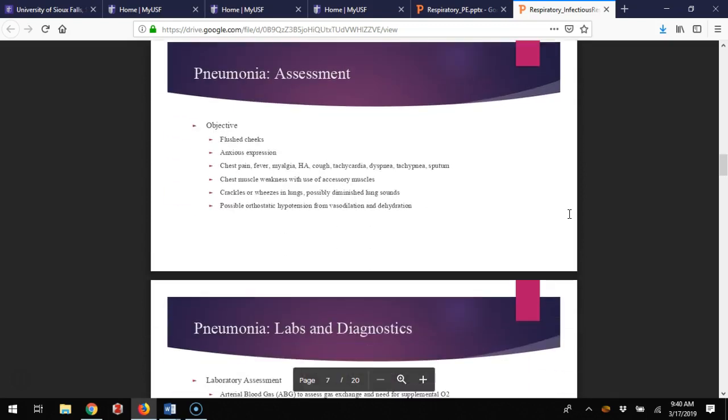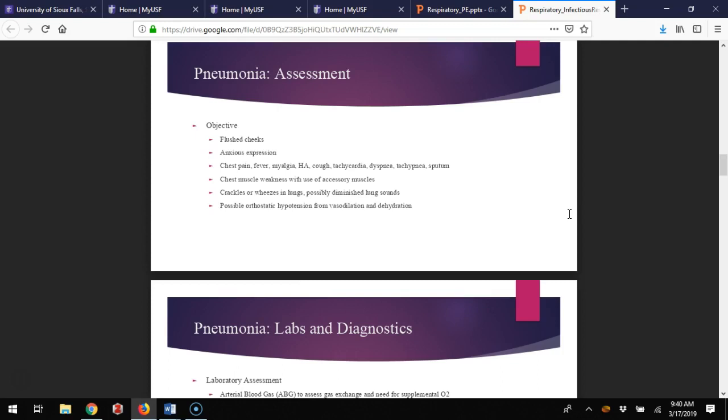So objective data is they could have flushed cheeks, nervous, anxious. If you can't breathe, oftentimes you're very anxious about that. Oftentimes they can have chest pain where that pneumonia is at. They can have a fever and just feel weak. They can have a cough. They can be bringing stuff up, such as sputum. It's usually multicolored, so tans and yellows and greens and different things like that. They can get chest weakness, especially if they've been coughing a lot. They can have crackles or wheezes in their lungs with diminished lung sounds.